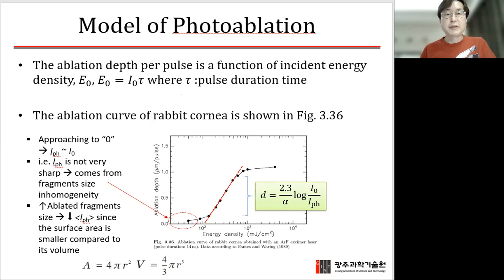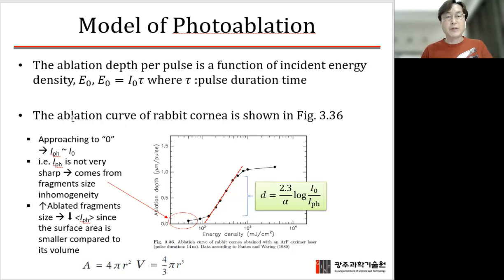So the ablation depth per pulse is going to be a function of the instant energy density, which is E sub 0. And E sub 0 is the light intensity at the surface multiplied by tau, where tau is the pulse duration.